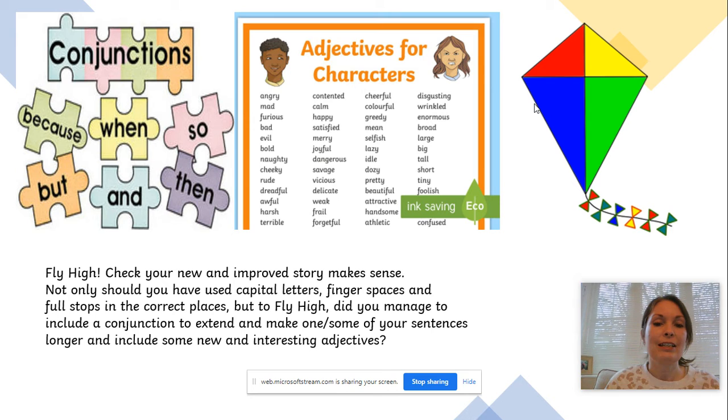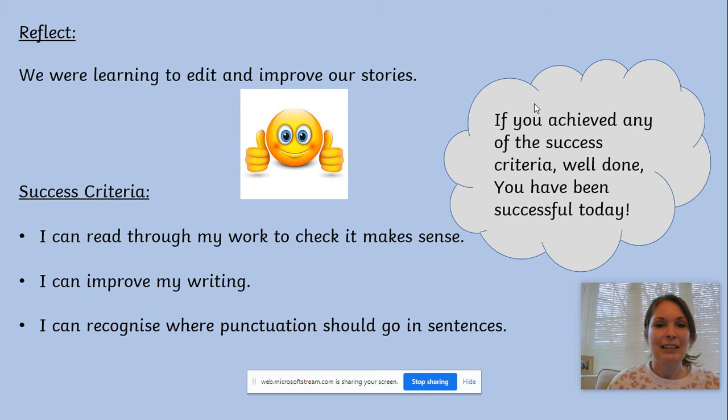So to fly high, check that your new and improved story makes sense. So check that you've used those capital letters, finger spaces and full stops in the correct places. And did you manage to include a conjunction to extend maybe one of your sentences and add some new interesting adjectives? I bet you've all managed to do some of those things because you're all super clever. So well done, children. Now let's reflect.